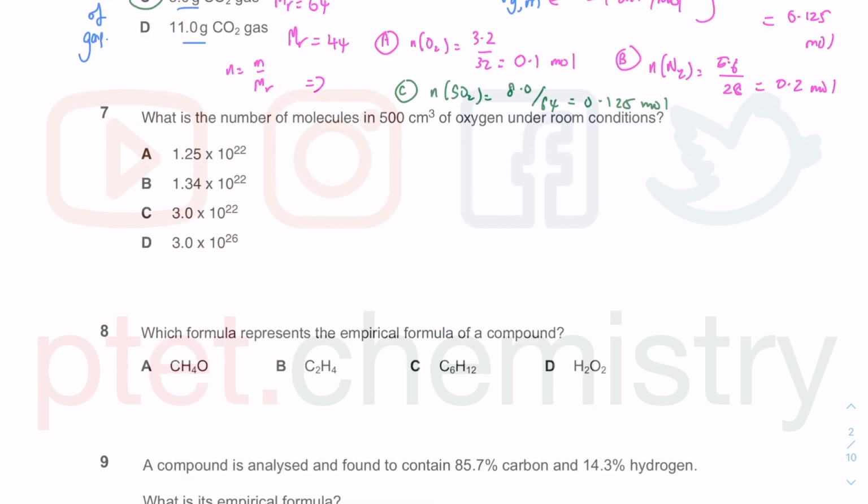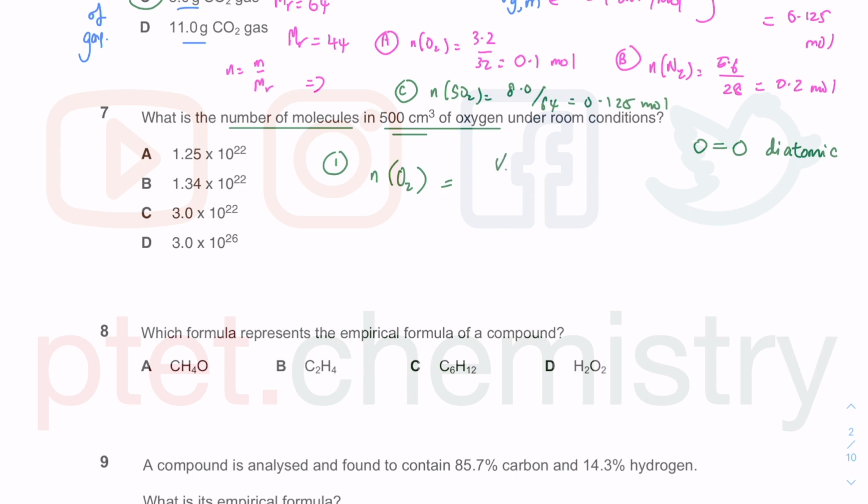Question 7. Number of molecules in 500 cm³ of oxygen. Careful, there is 500 cm³. So what I do is find the moles of oxygen under room conditions. Oxygen exists as a diatomic molecule as an element because your oxygen atom has an incompletely filled outer shell. That was the reason why you did bonding, then formula, and now calculation, so that you know all these things are related.